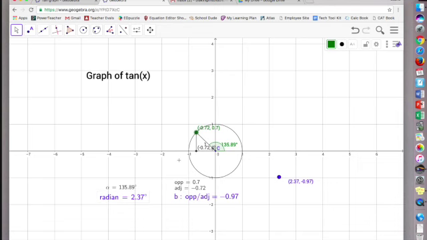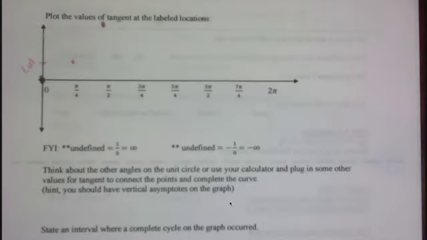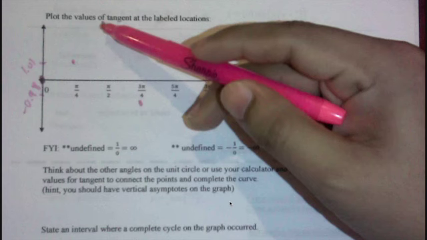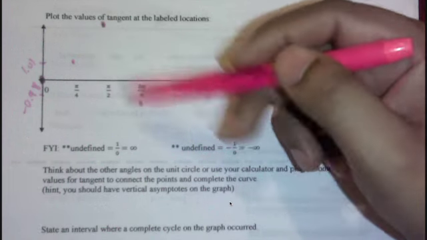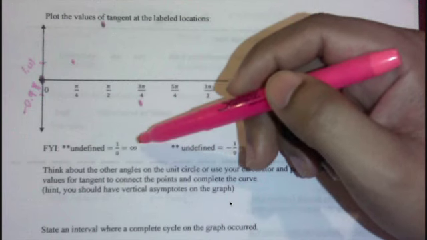135 degrees is about 2.37 radians. Let's see if we can get a little bit more accurate. 2.36 radians, and the y value is going to be negative 0.98. So at 3 pi over 4, we're going to get a negative 0.98.